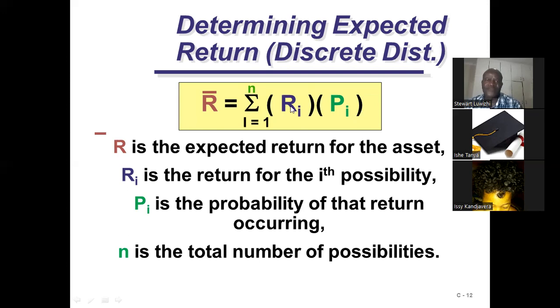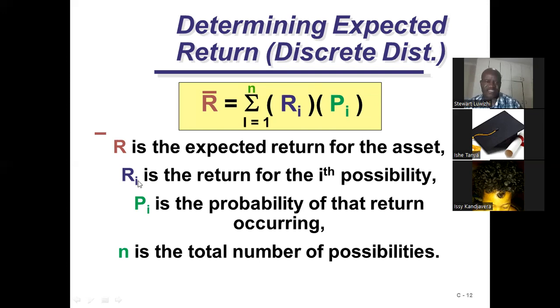But here we have got several returns, right? Return 1, probability perhaps it's 5%. Return 2, perhaps probability is 20%. So we'll be multiplying each return and its corresponding probability. Then at the end of the day, we sum up the products.